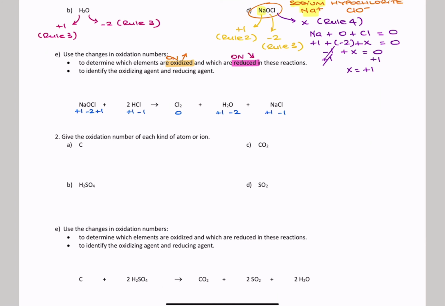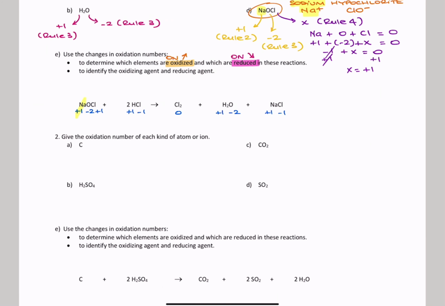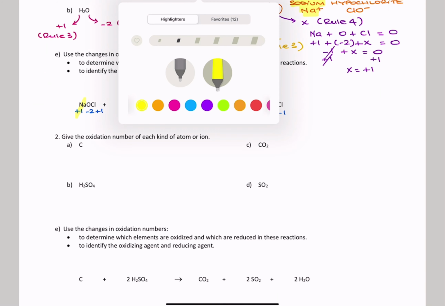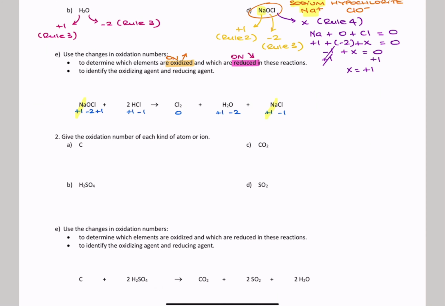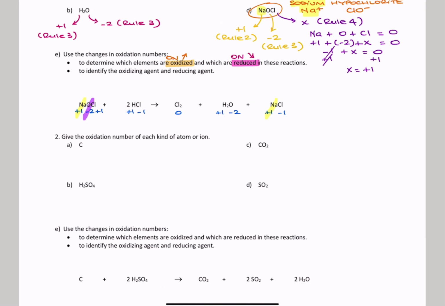So let's look at it. Observe the oxidation number, we can keep going one by one. The oxidation number of sodium doesn't change. The oxidation number of oxygen doesn't change. Let's use another color like purple. Oxygen is -2 here. Oxygen is still -2 here.